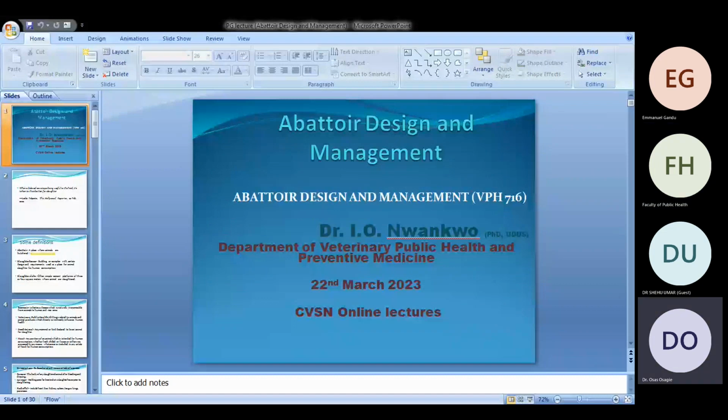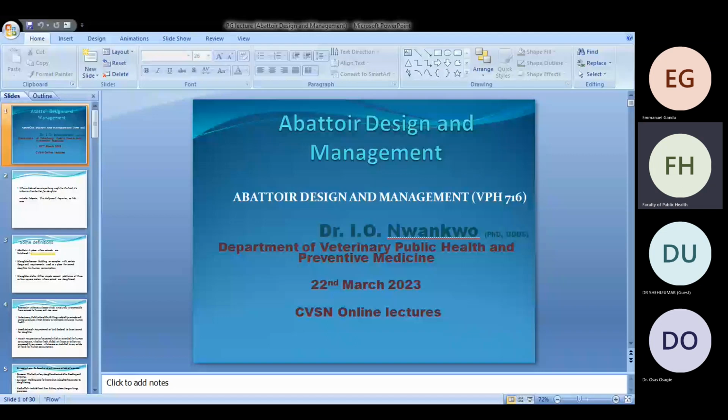So, what is abattoir design and management? It's all about how we have our abattoir and how we manage them. They are just saying that when a beloved cow stops being useful to a herd, it's taken to the abattoir for slaughter. Just a guide of what's an abattoir. This quote will let you know what an abattoir is.